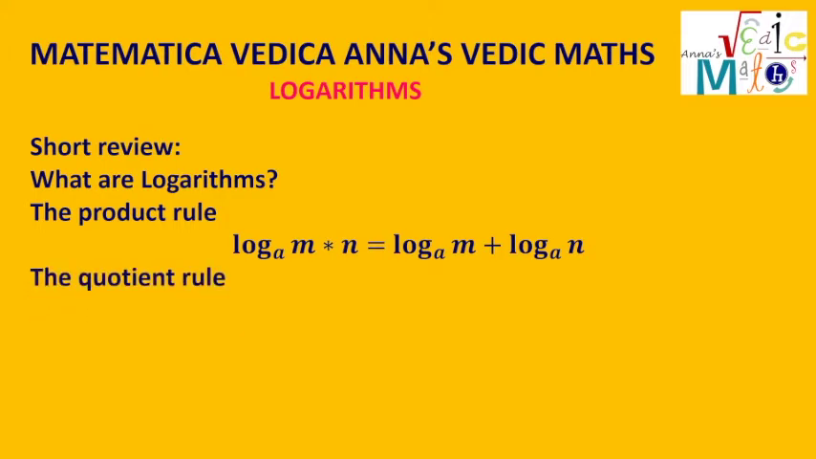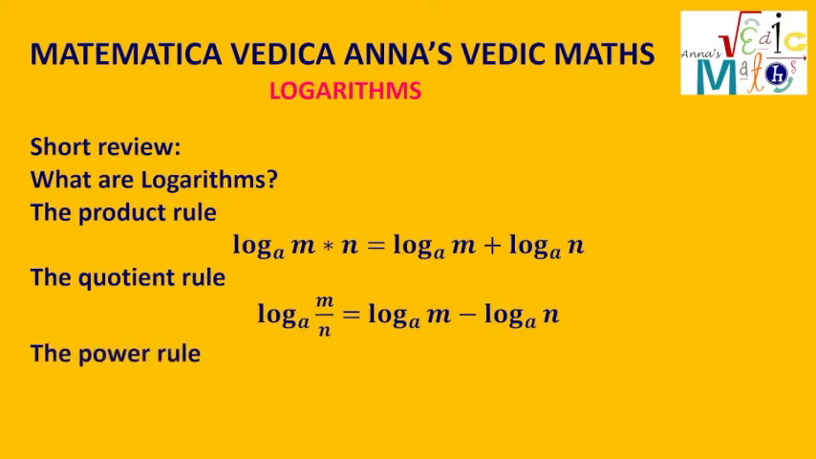The quotient rule comes from the quotient of powers rule, where the exponents are subtracted. In the quotient rule, the logarithm of the quotient of two numbers is equal to the logarithm of the numerator minus the logarithm of the denominator. The power rule: the logarithm of a power of a number is the product of the exponent with the logarithm of the number.